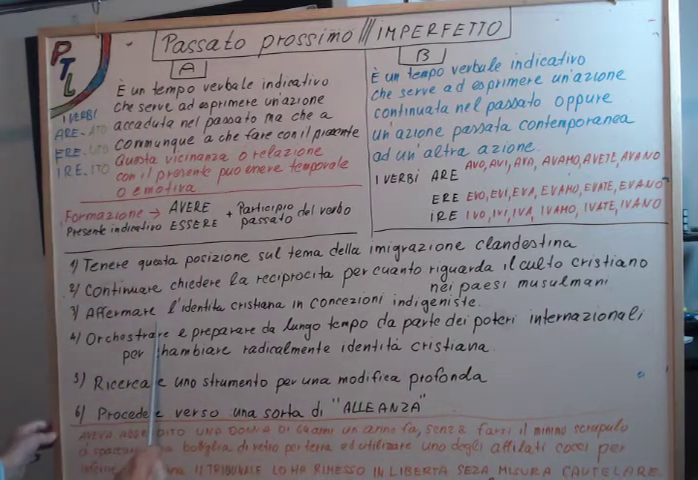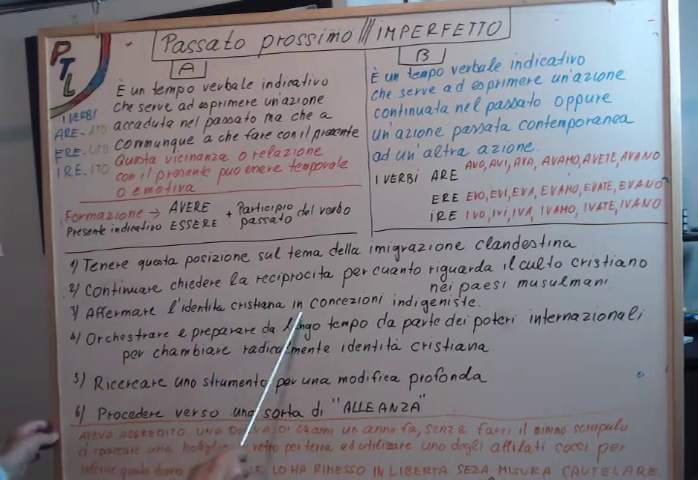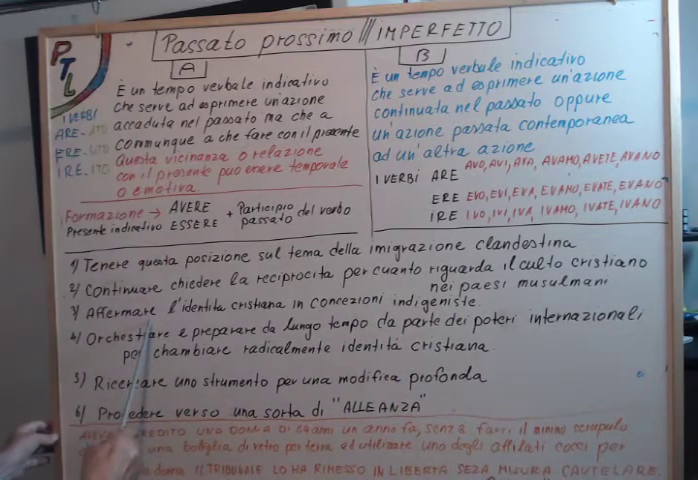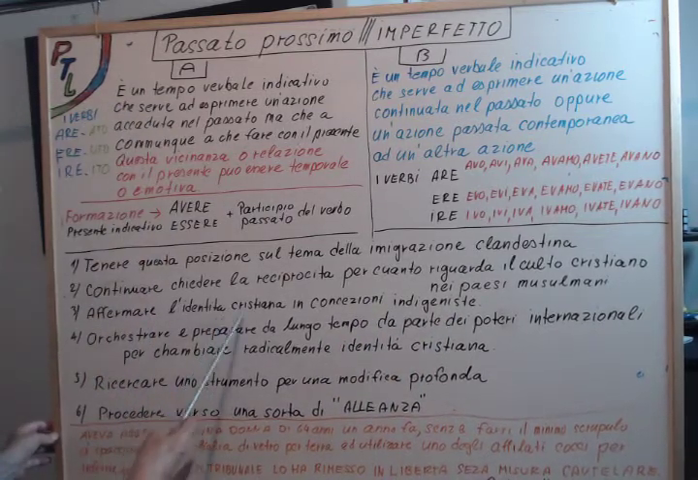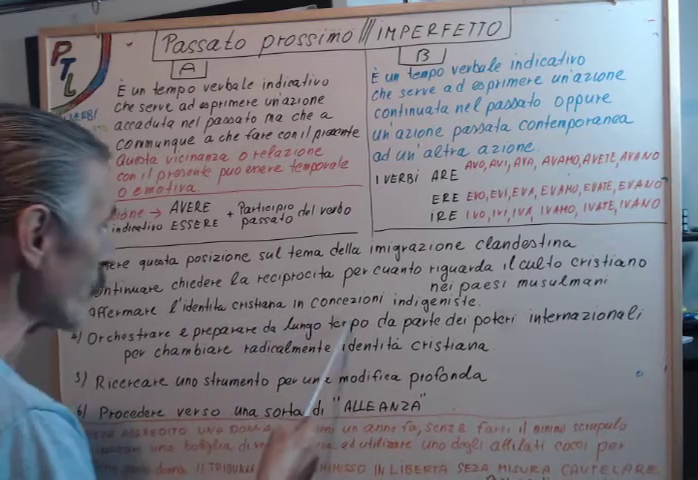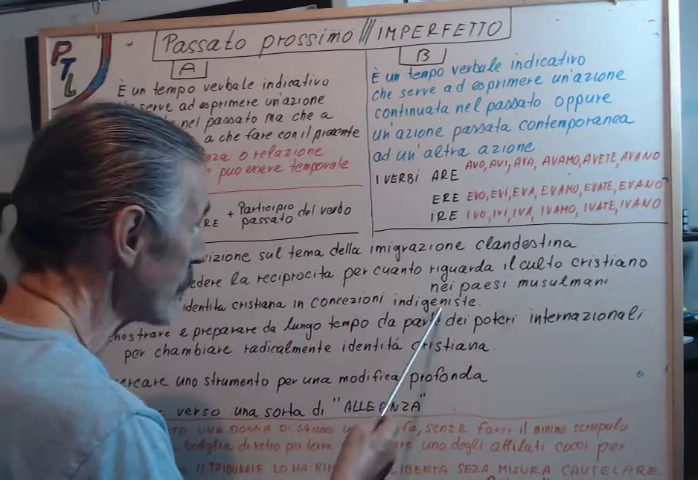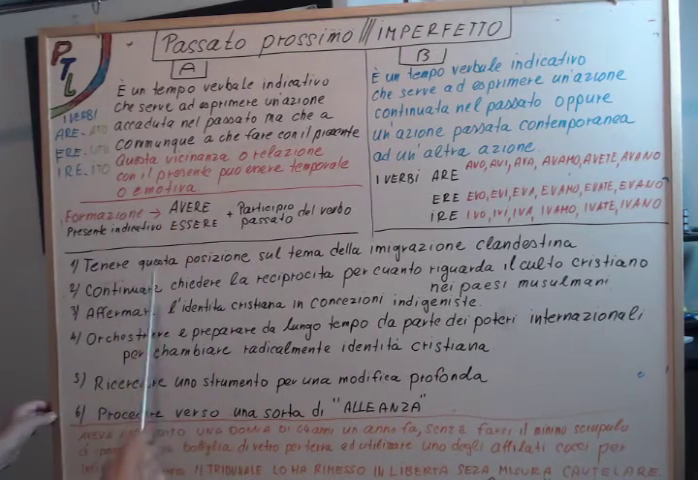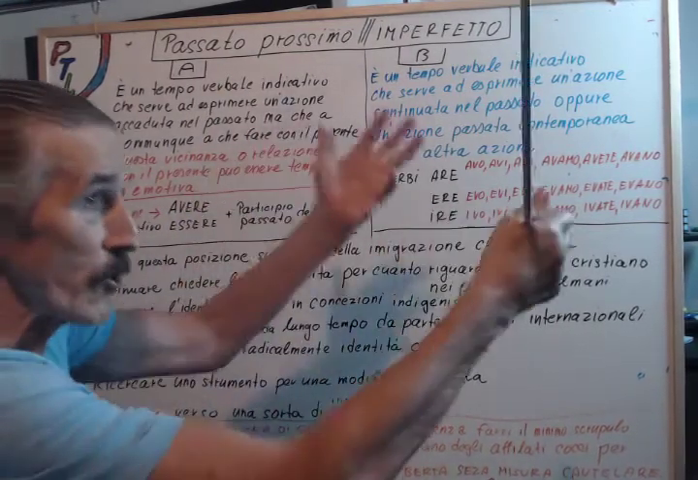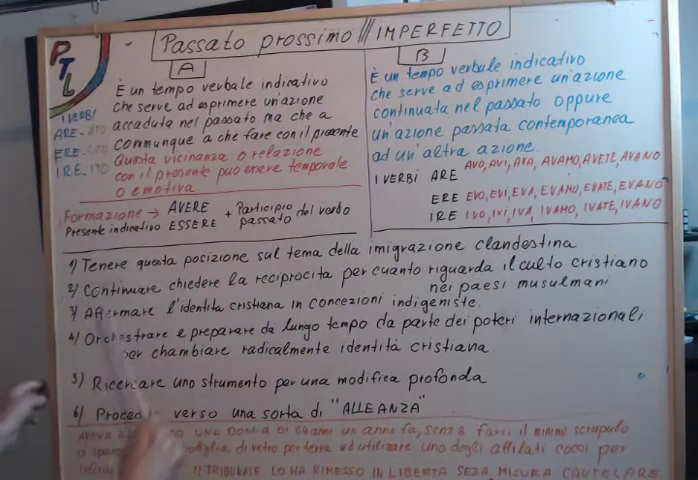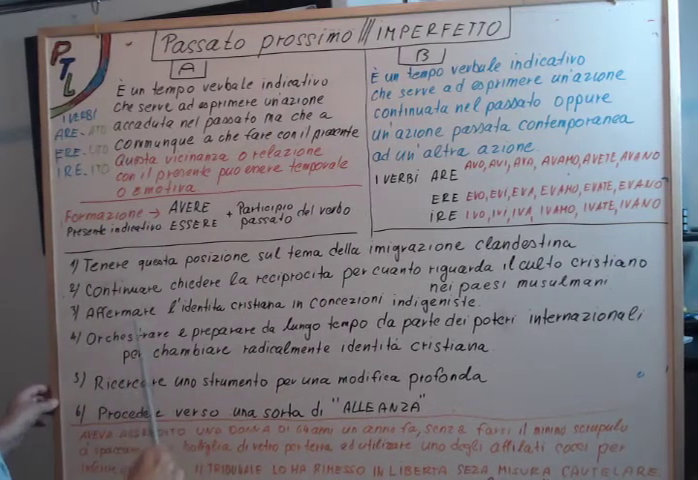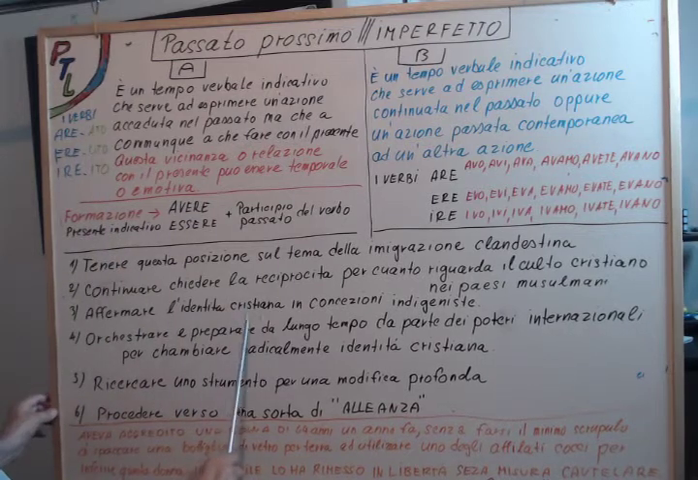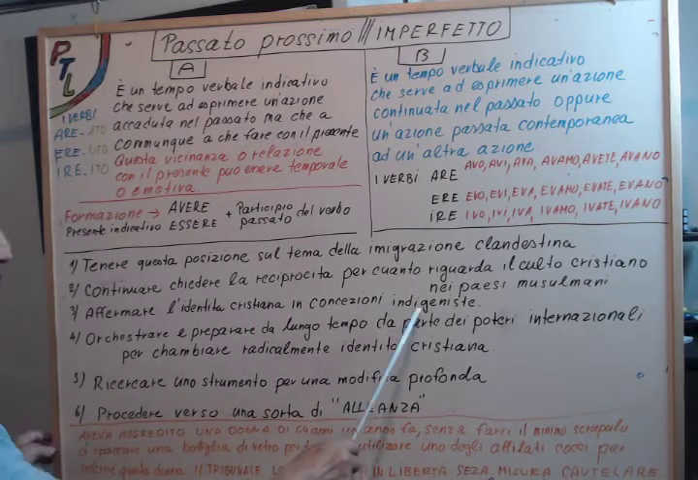Next one. Affermare l'identità cristiana in concezioni indigeniste. Affermare is to affirm, identità, identity, cristiana, Christian, concezioni, conceptions, indigeniste, indigenous. So, if I want to put into passato prossimo, for example, she, so lei ha affermato, again, are, affermato l'identità cristiana in concezioni indigeniste.